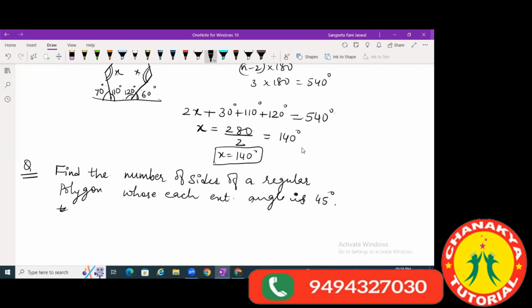So before we do this question, we have to keep a property in mind: the sum of the measures of the exterior angles of any polygon is 360 degrees. What is the property? Sum of exterior angles of any polygon. Any means any number of sided polygon. Any polygon is 360 degrees. Okay. Are you getting it? Any means any. Right? Either it is 9, 90, 999, whatever, Shivaji.